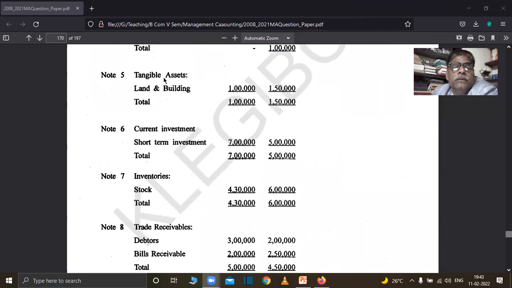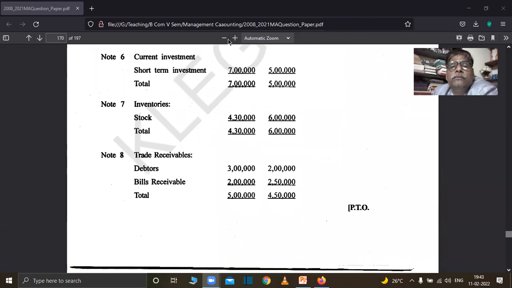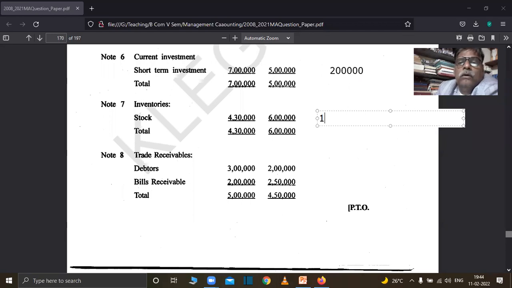You see here, this is the tangible asset, the fixed asset. Then here is the current investment. Current investment, you see the amount. 7 lakh, 5 lakh. So increase is there. What is the increase? 2 lakh rupees increase. You write in the increase column. Clear? Next is stock, 4 lakh 30, 6 lakh. So here also there is an increase. The difference is 1,70,000. 1,70,000 is the increase.